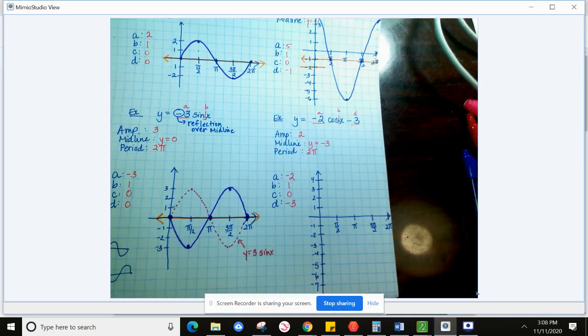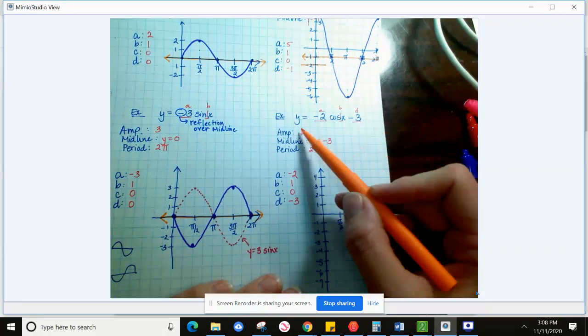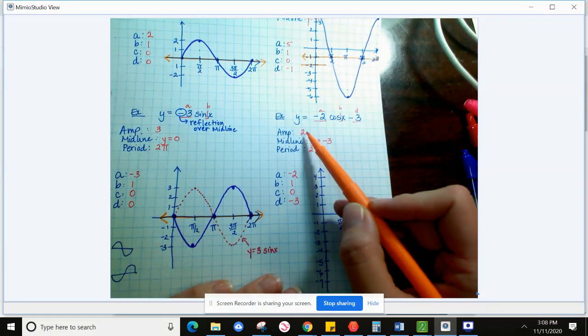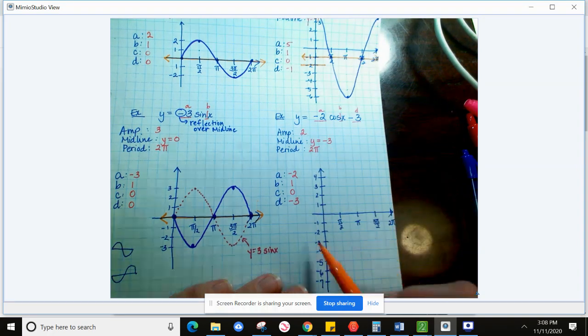All right, we're back here. We had to pause for some announcements there. I went ahead and identified the amplitude as just a positive 2. Remember, we do not need a negative distance, so we're just leaving it as a positive. Midline at negative 3 and period of 2 pi. So we're going to sketch in the midline.